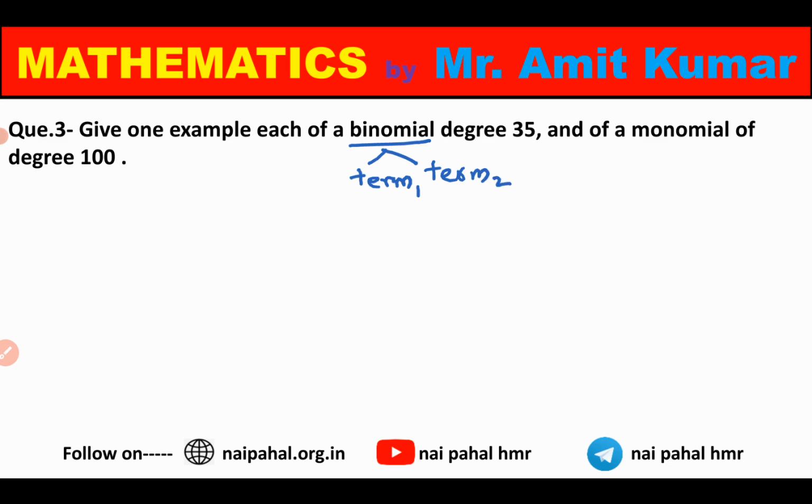So in that case, there will be a first term and a second term. In the first term, you can put any numerical value. You can take 1, 2, 3, 4, 5, 6, 7, 8, 9, 10 and so on. I will take 4 here. And for the variable, you may take any literal from a to z. We can write a, b, c, any of them. So I am writing m here.